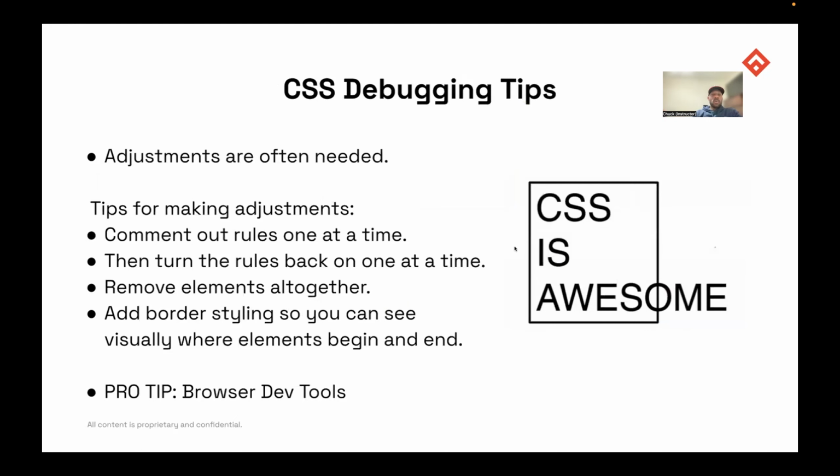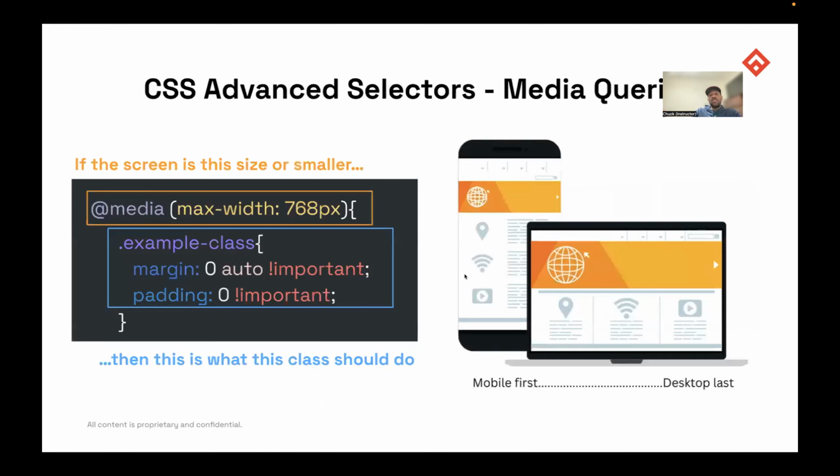Then, common CSS debugging tips. You're going to need to make adjustments accordingly. A tip for making adjustments is to comment out rules one at a time, then turn the rules back on to see. I'm going to go through an example of this. You can also remove elements altogether and add border styling so you can see visually where the elements are. Like I said before, in order to truly understand CSS, you have to understand that every element is a block. Since they're block elements, we can adjust them accordingly. I purposely put boxes around everything so I can see how to orient them. And practice using the dev tools.